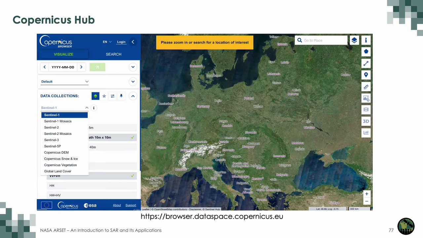There is also the Copernicus Hub, and they are the repository for all of the Sentinel data, including Sentinel-1 data. And I noticed that they also have in their archive Sentinel-1 mosaics. So these are monthly mosaics, I believe. But it's another way to access the data. And they also have a number of resources and tools that can be very valuable for working with the data.